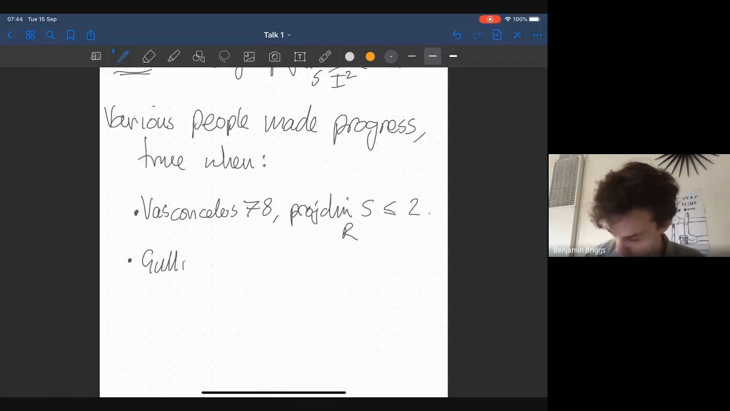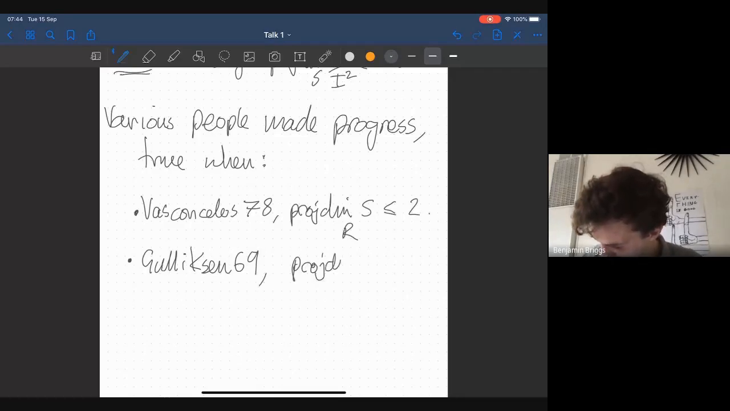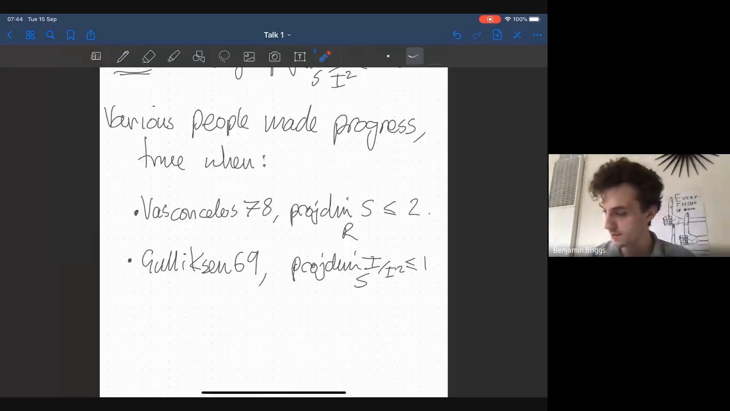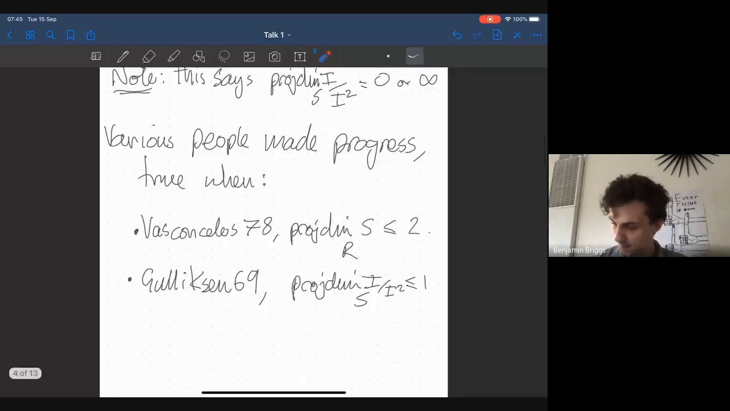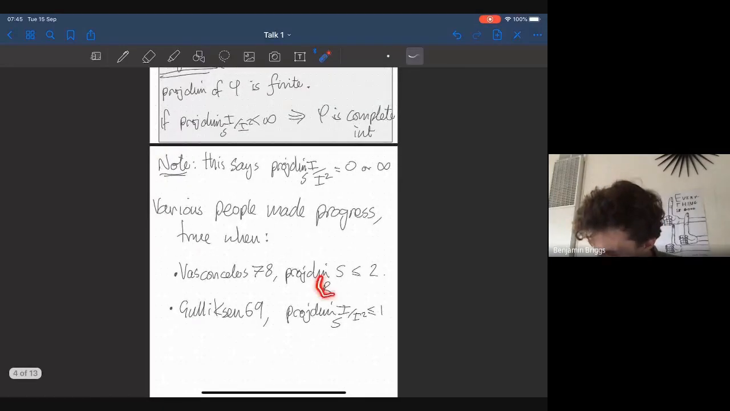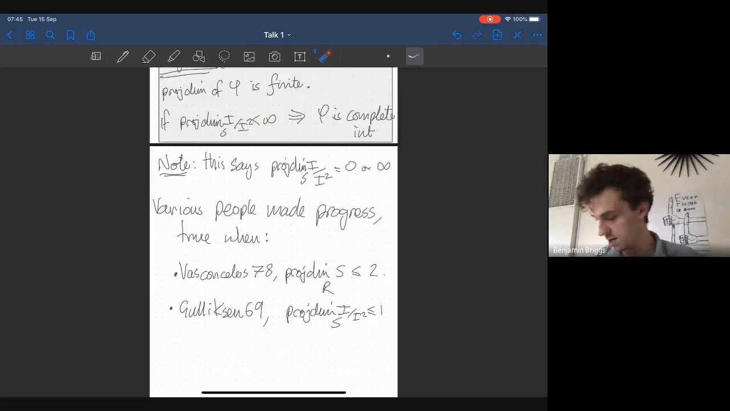There's also an interesting result of Gullickson from 1969, which says it's true when the projective dimension of the conormal module is less than or equal to 1. So they look very similar, but this one here is just a background assumption on the homomorphism itself. It's just saying that the homomorphism has projective dimension no more than 2. So it's just a sort of background regularity assumption maybe.